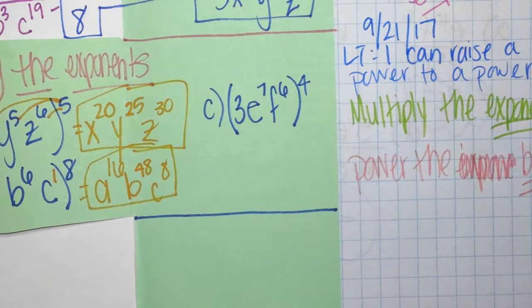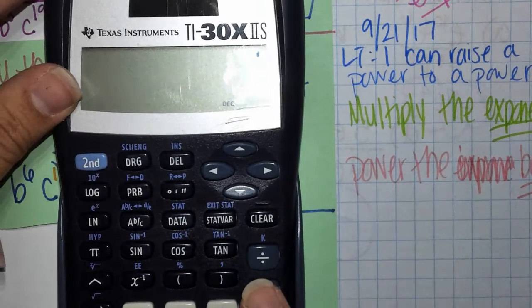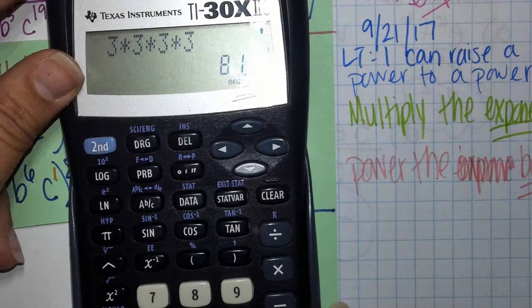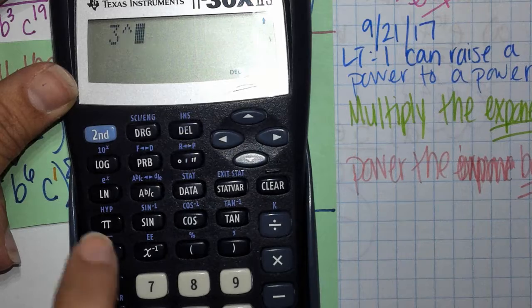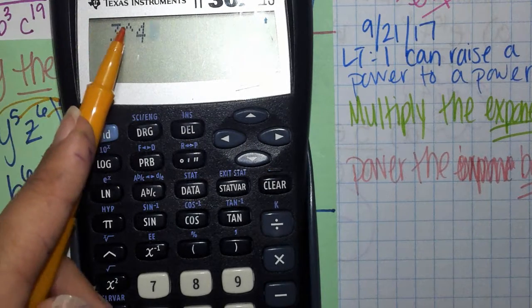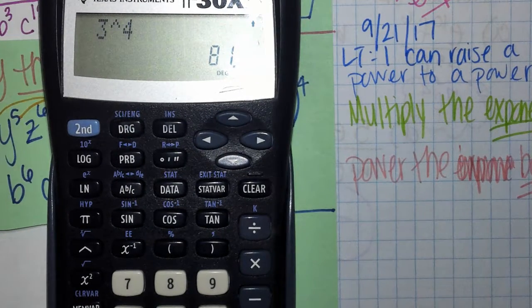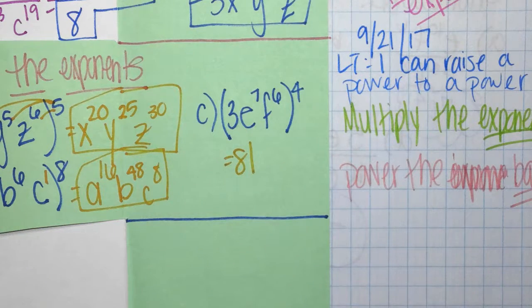Now, let me show you. I need a different calculator than this one. Can I borrow your calculator? Now, you can do this 2 ways. You don't do 3 times 4. You do 3 times 3 times 3 times 3, which is 81. Or you can hit 3, hit this button right here, and then type in 4. So that's called a caret, and it makes the exponent. And you hit enter, and you get 81.